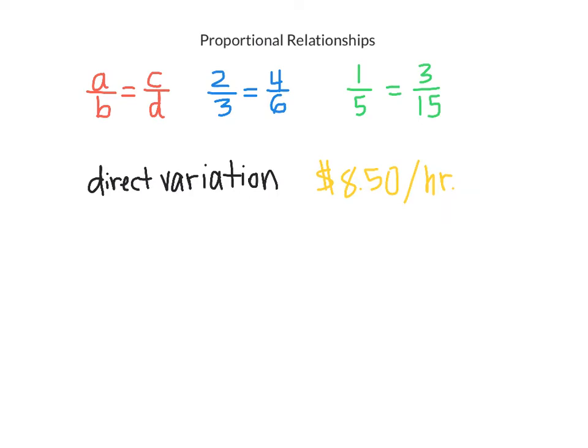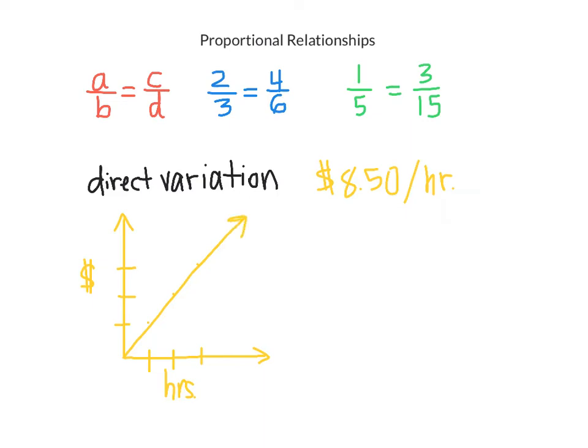But what would the graph look like? So time in hours would be the independent quantity, and the amount of money earned would be the dependent, because it depends on how many hours he works, right? So for every hour, it's going to go up 8.50. And so for another hour, another 8.50. And for another hour, another 8.50. So this starts to look like that.